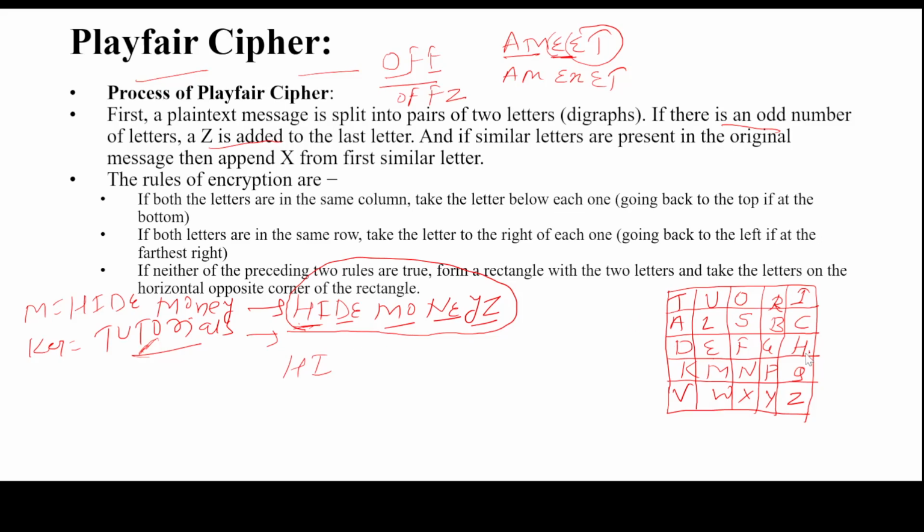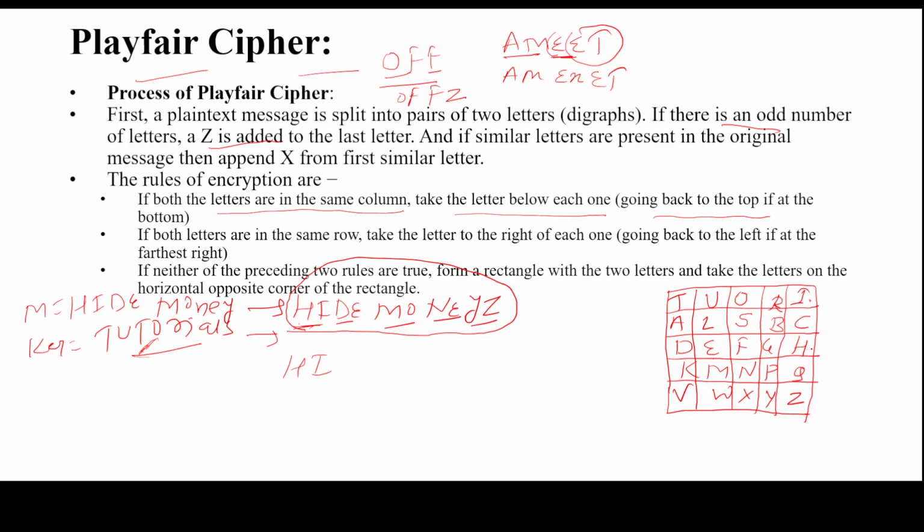Fine. So here I am marking H. Where is the I? Here, I. Okay. So H and I are there in the same column. If both the letters are there in the same column, take a letter below each one, going back to the top if at the bottom.